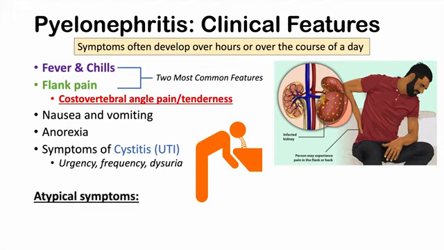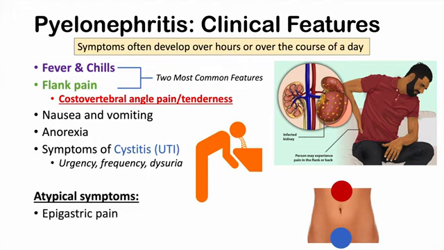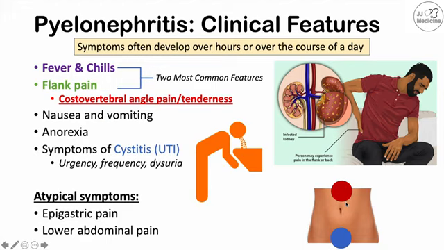There are also some atypical symptoms of pyelonephritis. These are less common to occur. These include epigastric pain. So epigastric pain is in the center of your abdomen above your belly button, so in this area here. And then there's also some lower abdominal pain that can occur as well, so you can get pain in this area here.